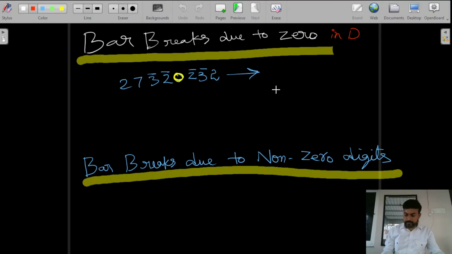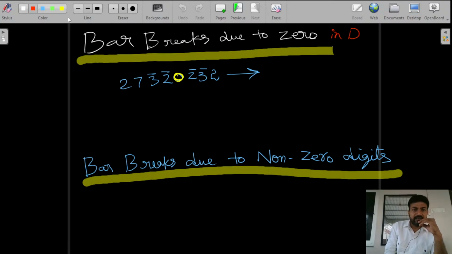So here there is a break between these bars. We don't have a bar on the last digit, the ones place 2, and we have a bar from 3: bar 3, bar 2, 0, bar 2, bar 3, 2, 7, 2. So here the bar breaks due to 0. Because of 0, we don't have a bar on this.